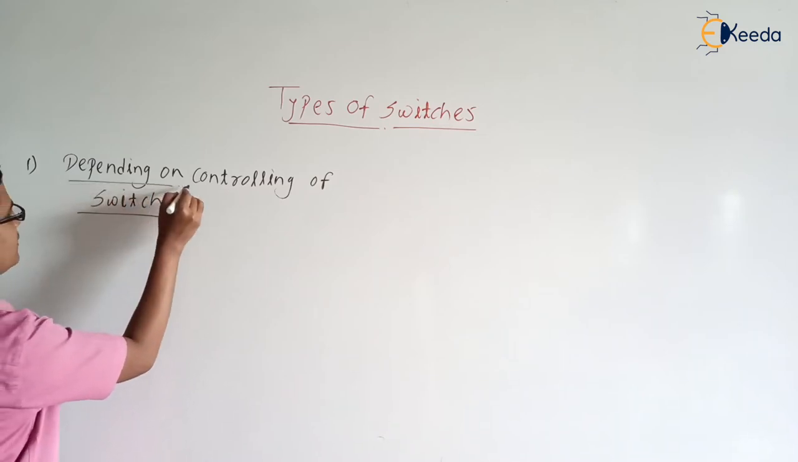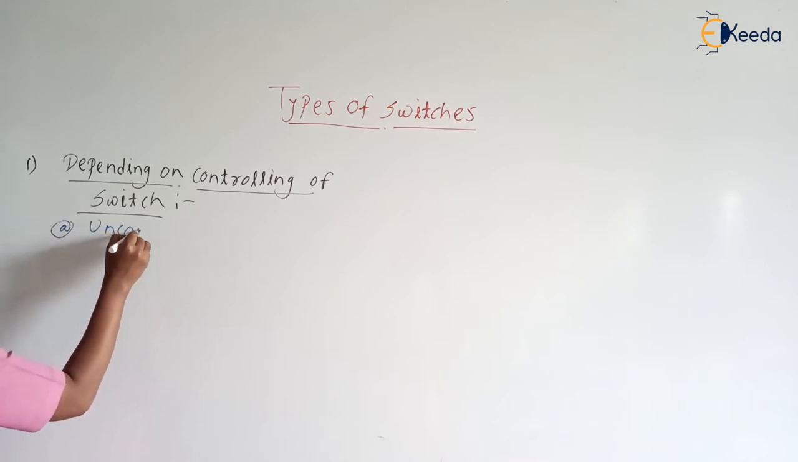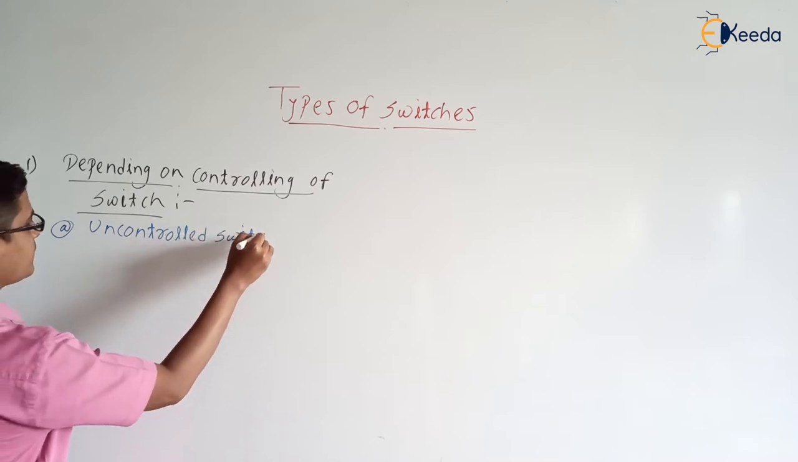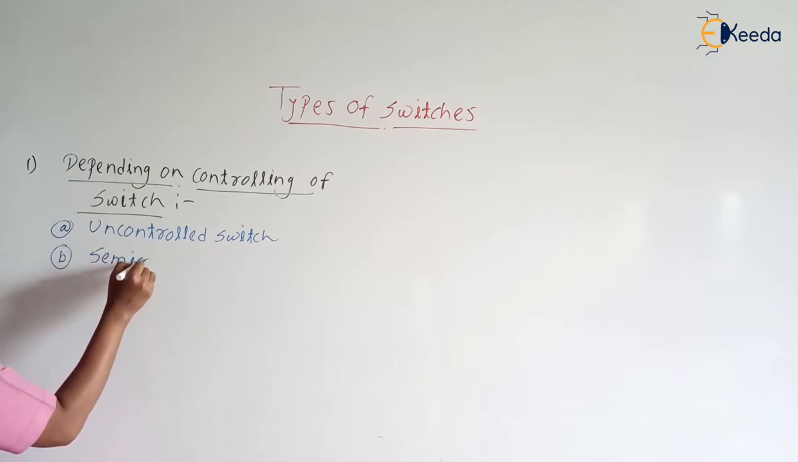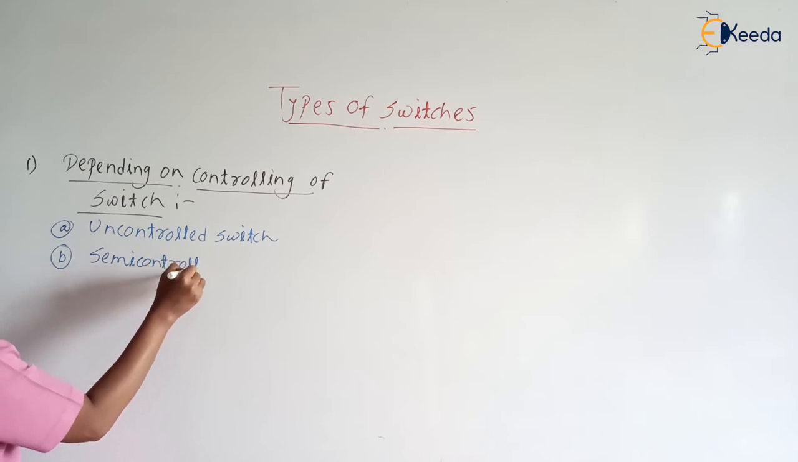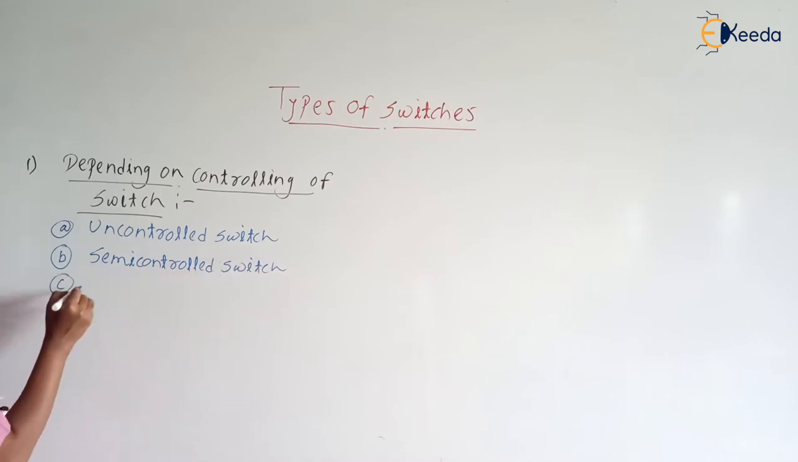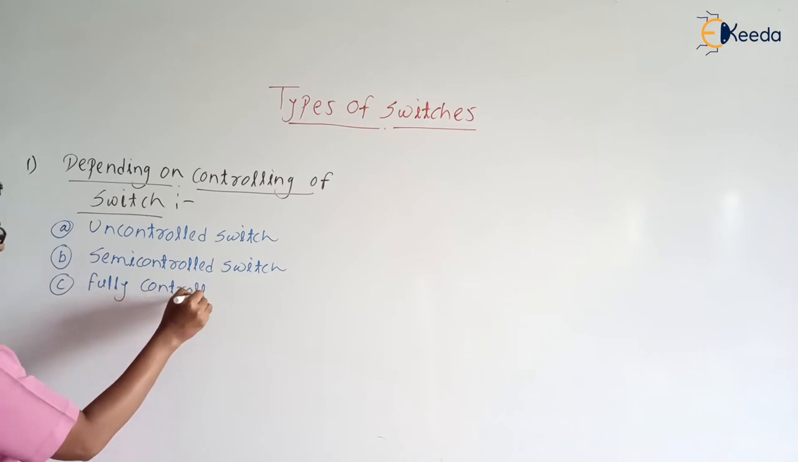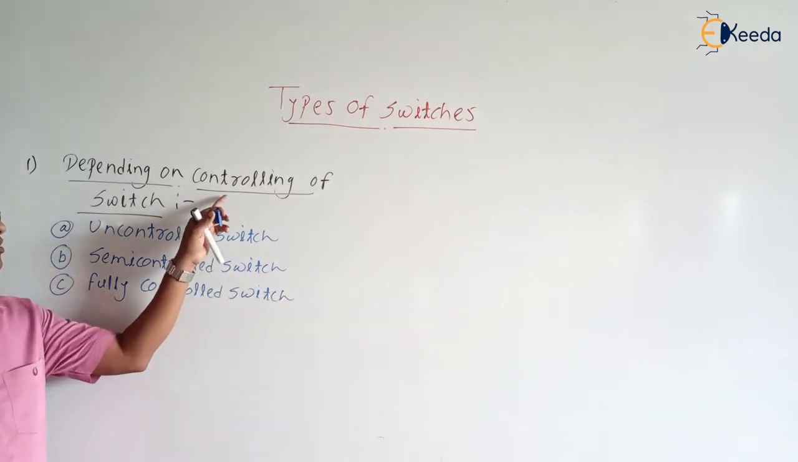controlling of the switch, right? So there are three types of the switches regarding the controlling of the switch. So first one, uncontrolled switch. Second one, semi-controlled switch. And third one, fully controlled switch. Okay, so these are the classification depending on controlling of the switch.